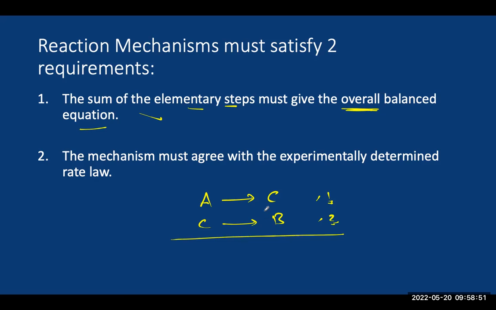And then again, remember that if we find a substance that is found as a product and a reactant, we can cancel this one out. So we will cancel C. So the overall reaction will be A equals B. And this is the overall reaction. So this is the first requirement.